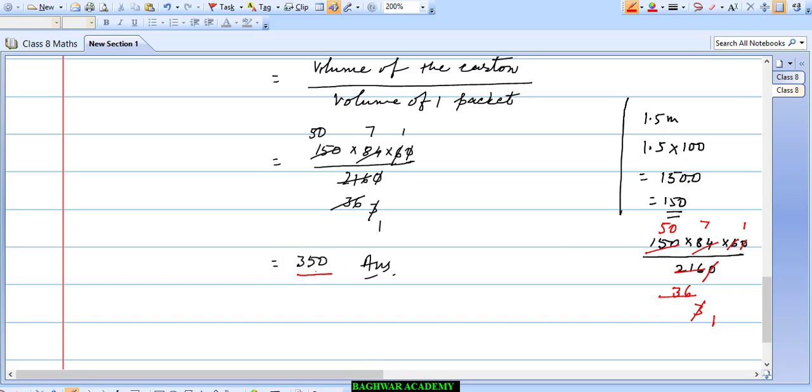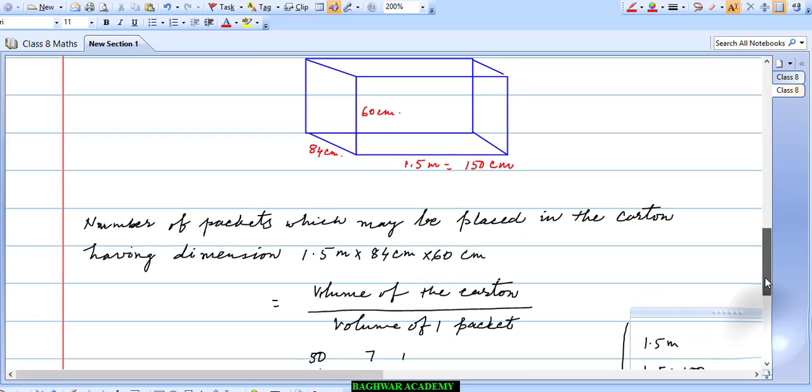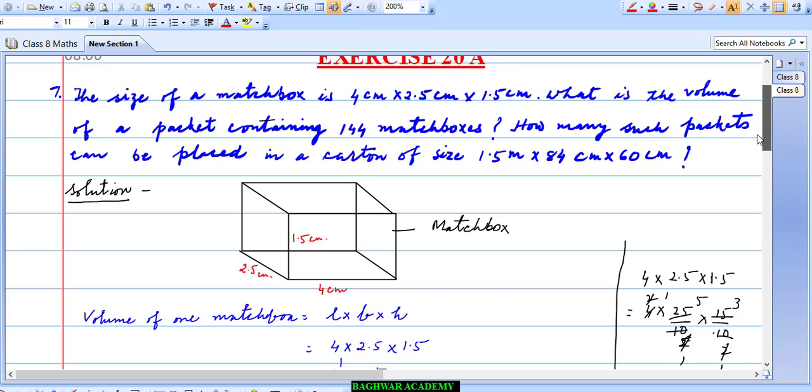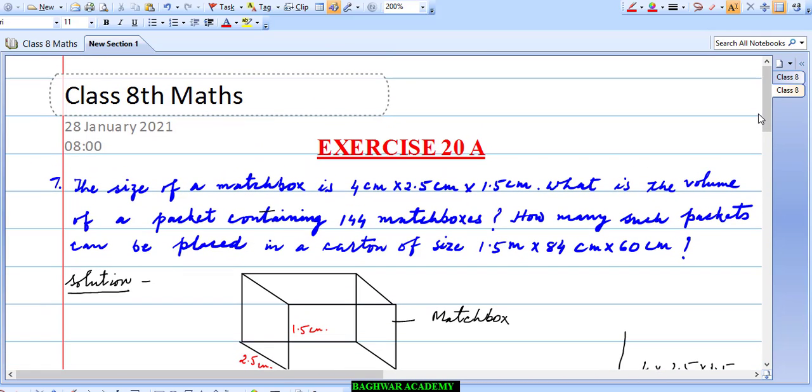So in this way you need to solve the question. I hope you understood. Similar questions you need to find from the book and solve, and even the remaining questions you must try and solve. If you are not able to solve the remaining questions, next day we will see important questions from this exercise and solve them. Till then, thank you.